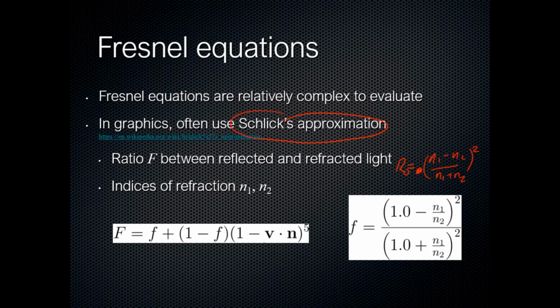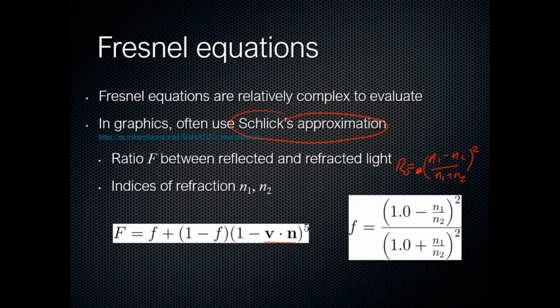We'll take the dot product. If these are normalized, that's a cosine. Then we'll determine how much, and this F is going to be the percentage of reflected light. So this will be between 0 and 1. So if this is 50%, it means 50 is reflected and 50 is refracted. If this is 80%, it means 80 is reflected and 20% is refracted.